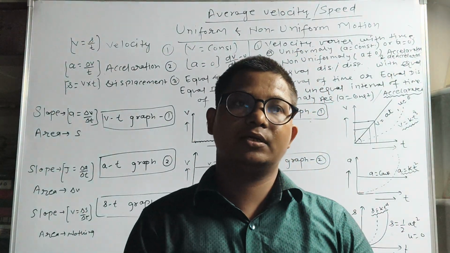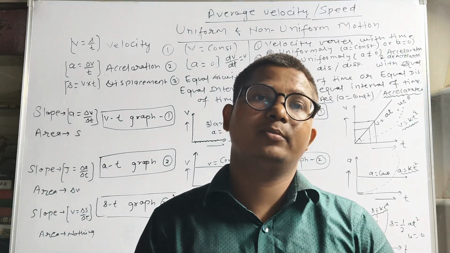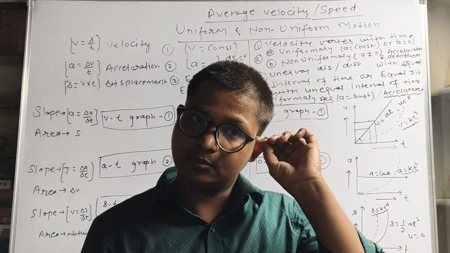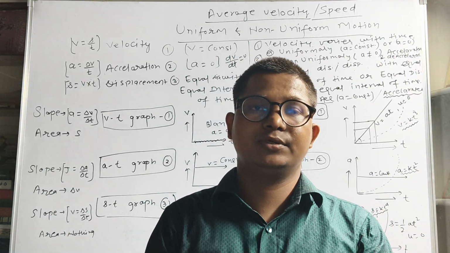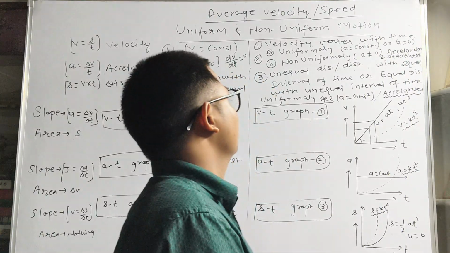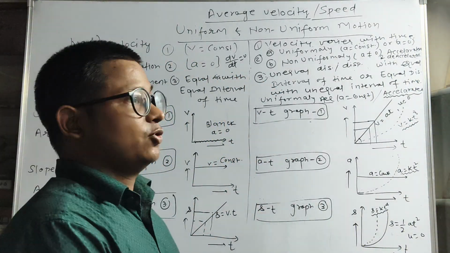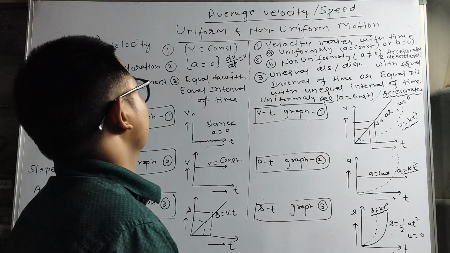Hello friend, in this video I will discuss a most important topic of physics, that is uniform and non-uniform motion, which is important for all academic exams from class 9 to 12 as well as most of the competitive exams. And after that we will discuss the concept of average velocity and average speed. So first we discuss the uniform motion.